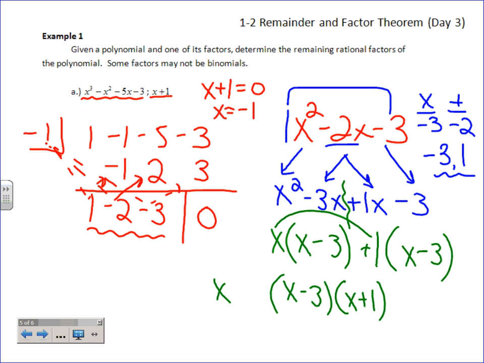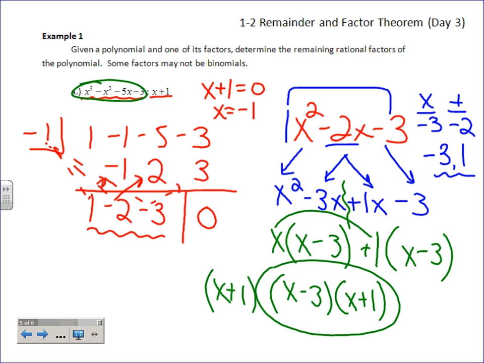What that means, this is basically the answer to the question. Those are the remaining factors. It means if I take all 3 of those, multiply it all out, foiling all over the place, what am I going to get? Yeah, you're going to get right back to where you started.